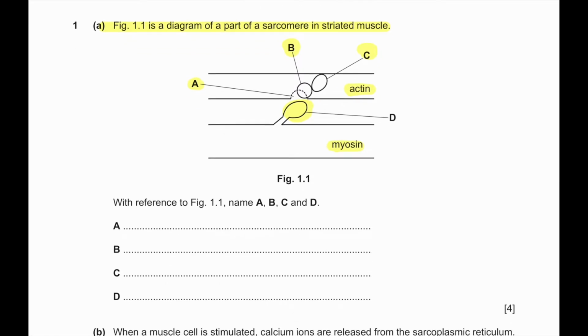So we can see A is basically the site where the myosin head can bind, so it will be the binding site. B is tropomyosin, C is troponin, and D is myosin head.